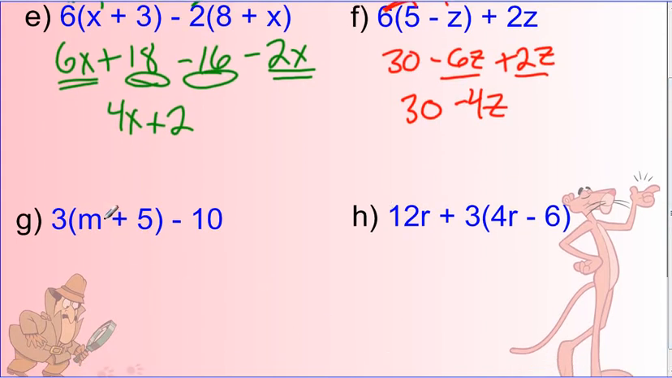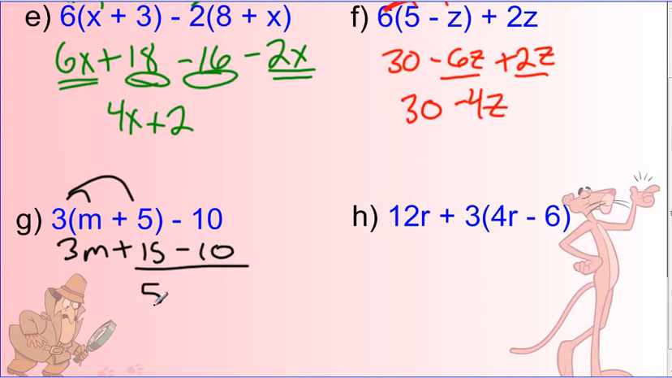Letter G. Distribute, distribute. 3m plus 15 minus 10. I do not have any other m's, so nothing's happening with him. 15 and 10, though, I can do that math. 15 minus 10 is 5, and this 3m comes along for the ride. So 3m plus 5.